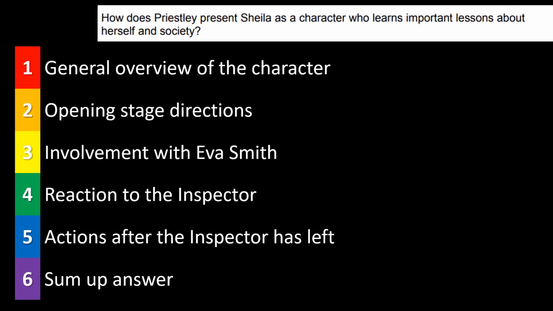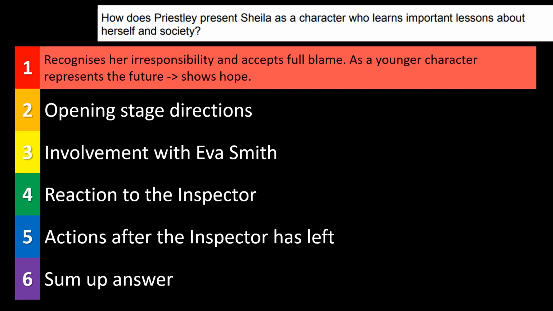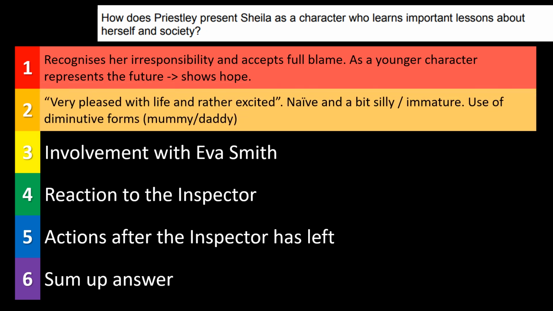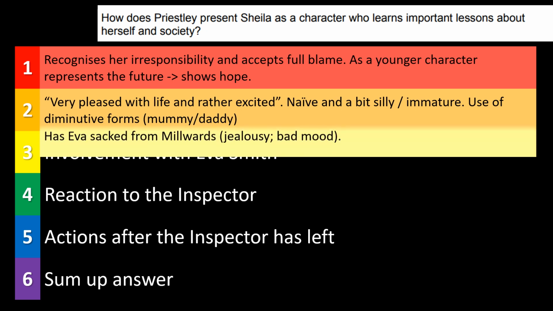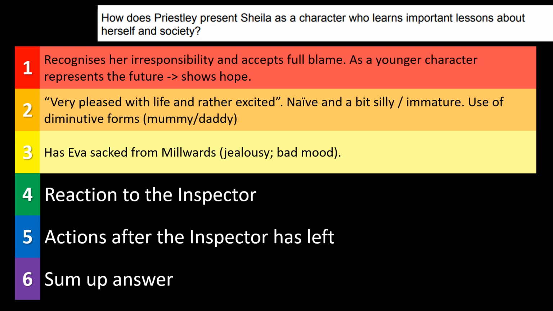Let's apply this to the Sheila question shown earlier. Overall, Sheila is a character who learns a harsh lesson about responsibility and accepts her selfishness. By the play's end, she symbolises hope for the future. The opening stage directions, "very pleased with life and rather excited", suggest that she is a little silly and naive, an impression reinforced by referring to her parents as "mummy" and "daddy". Her dealings with Eva illustrate her bad temper and vanity, as she has Eva sacked out of pettiness and spite.